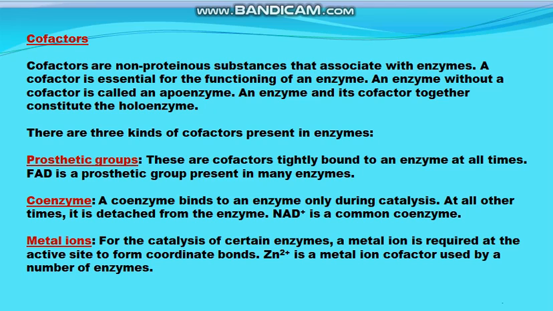Number one is prosthetic groups. These are the cofactors which are tightly bound to the enzyme at all times, and its example is FAD. And next type of cofactor is the coenzyme. So coenzyme binds to the enzyme only during catalysis, and at other times it is detached from the enzyme, and its example is NAD. And next cofactor is metal ions, and for the catalysis of certain enzymes a metal ion is required at the active site to form the coordinate bonds, and its example is zinc. So this is the concept of the cofactors.